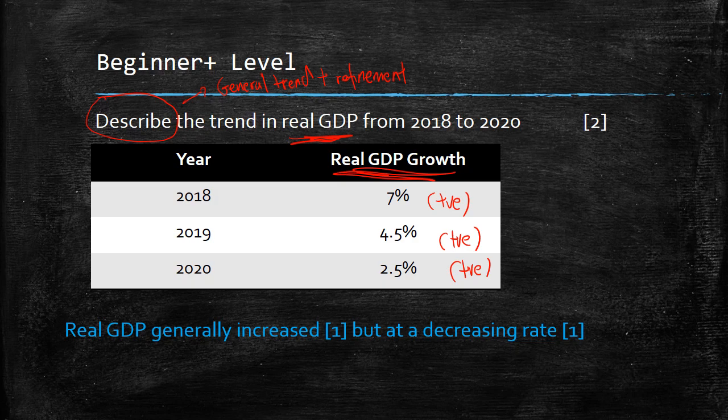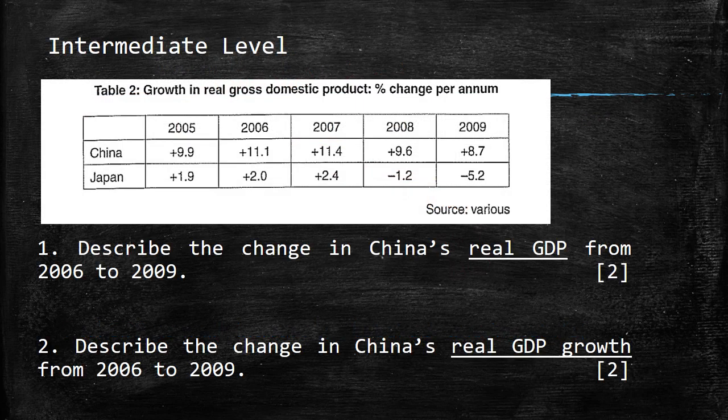All right, let's try the next one. This data is given here. Let's try two questions. How will your answer differ for these two questions? Now you should be able to realize there's a difference between real GDP and real GDP growth. Again, let's try it out. Once you're done, pause the video first. Once you're done, come back.